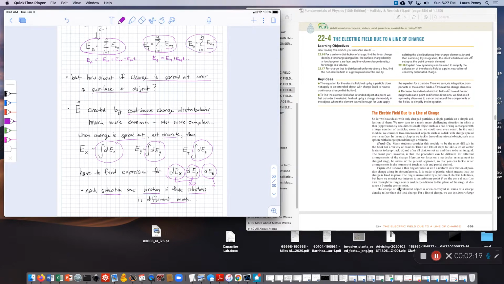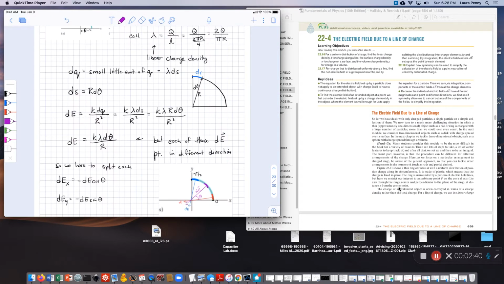This branch of physics is called electromagnetism. Physics majors will take at least one more class, probably two more classes at the College of Charleston on what we call E&M, which is what this class would be. The first part of this semester really is dealing with electricity and magnetism. So let's do an example.